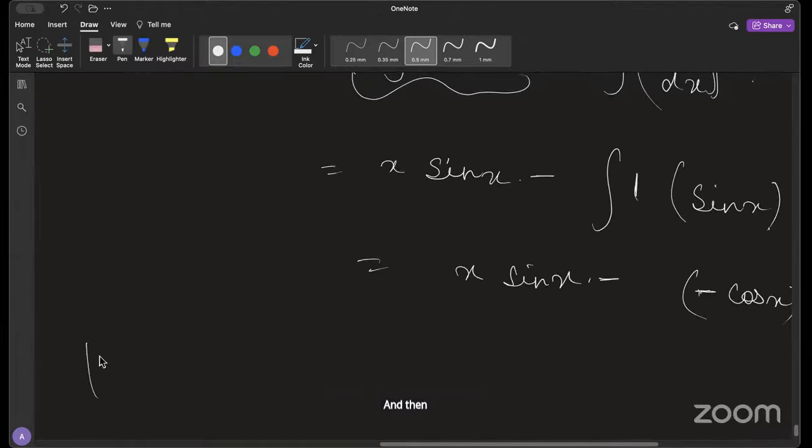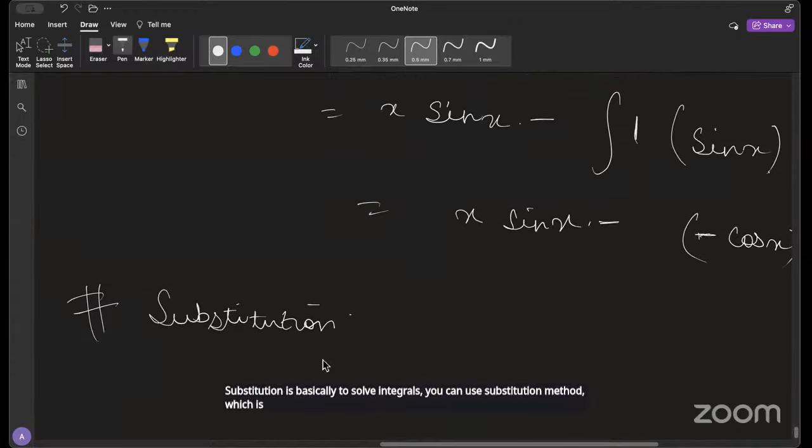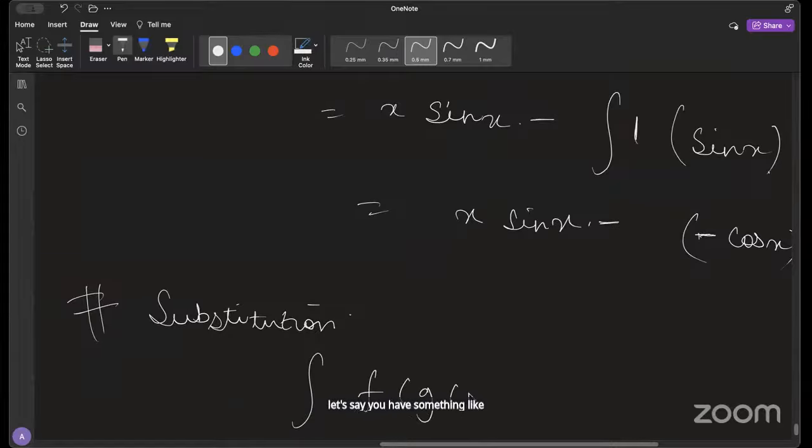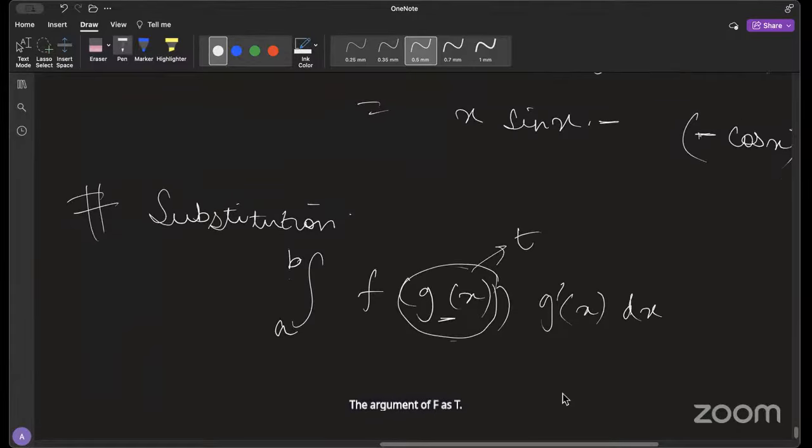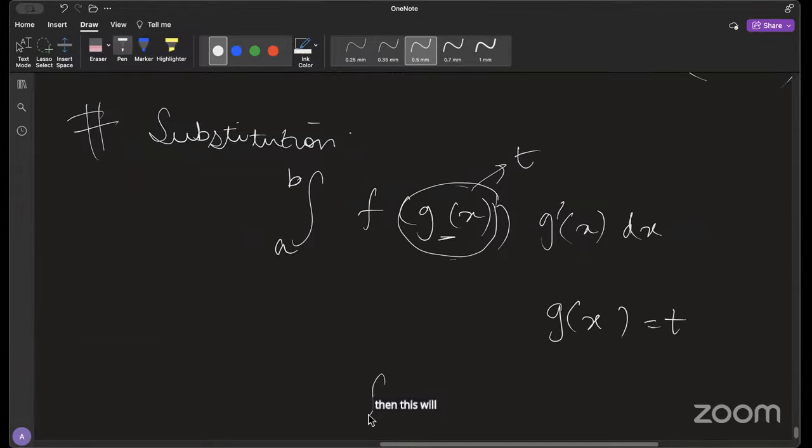And then we have the last thing, which is the substitution. Substitution is basically to solve integrals. You can use the substitution method, which is, let's say you have something like the integral of f of g(x), and here you have the derivative of this function, g'(x) dx. And what you can do is substitute this entire thing, and let's say your limits are a and b. So you can substitute the argument of f as t. If I substitute g(x) equals t, then this will become f of t.